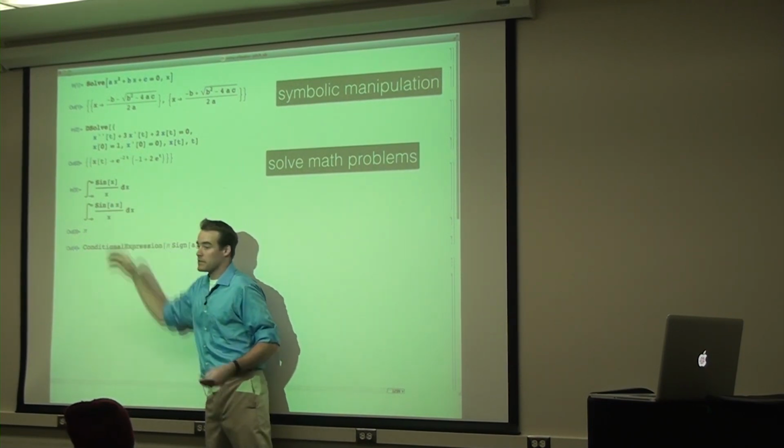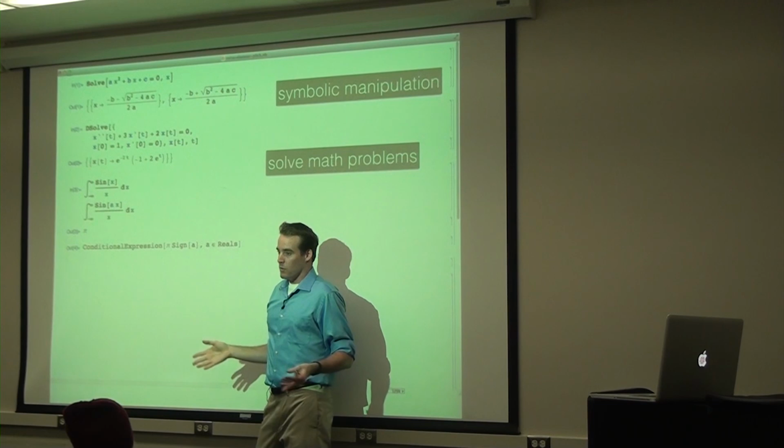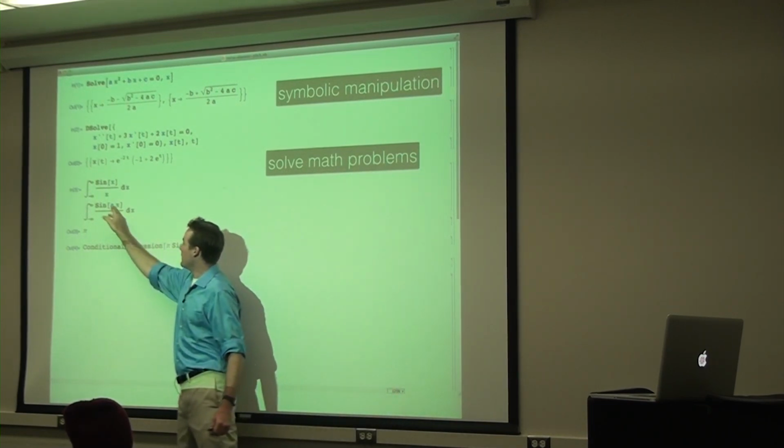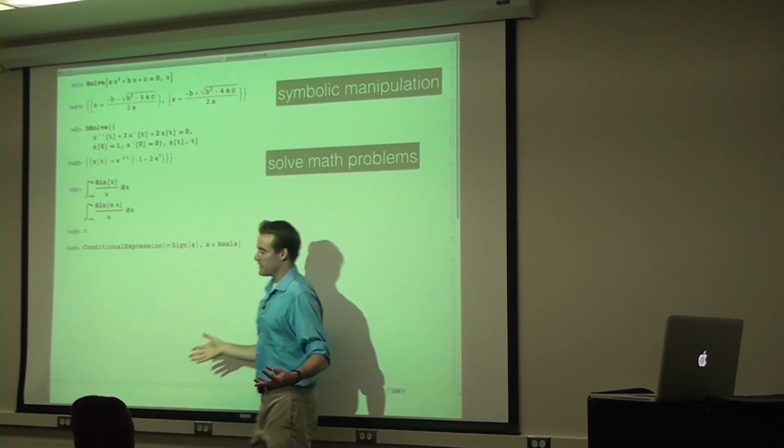And if this is a complex number, Mathematica has not found some way to simplify it. The integral does not converge. If this is like sine of I times x, the integral doesn't converge.